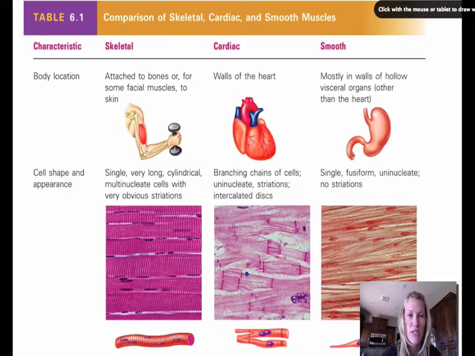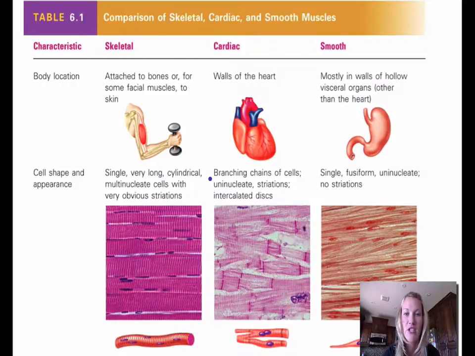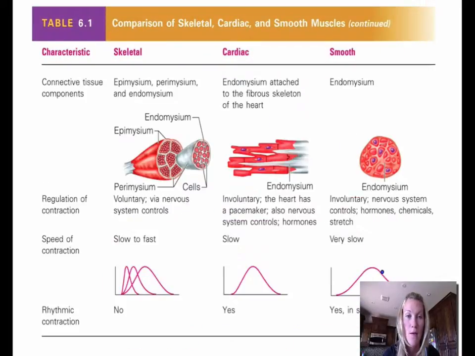Okay, these are just diagrams that came directly from your textbook, but I thought they were pretty important to have in there. Skeletal muscle, remember, is going to have striations. Cardiac muscle also has striations, but it's involuntary. Smooth muscle has no striations, but it's also involuntary. Then it goes on to talk about how different connective tissue is wrapped around muscle fibers, and we're going to talk in detail about this: perimysium, epimysium, and endomysium.